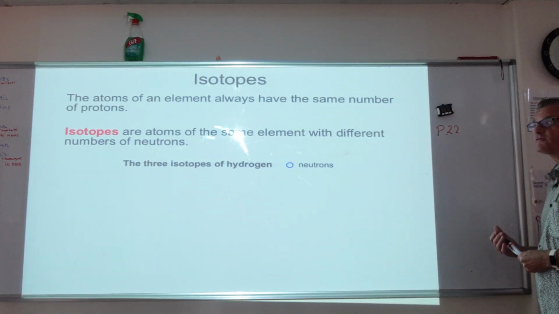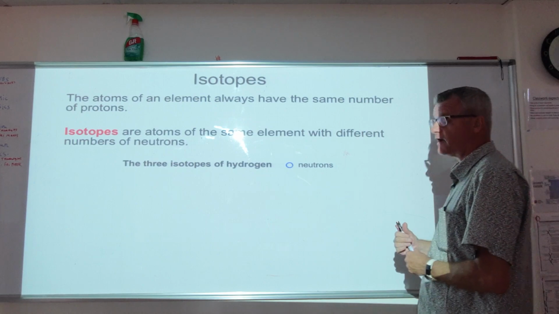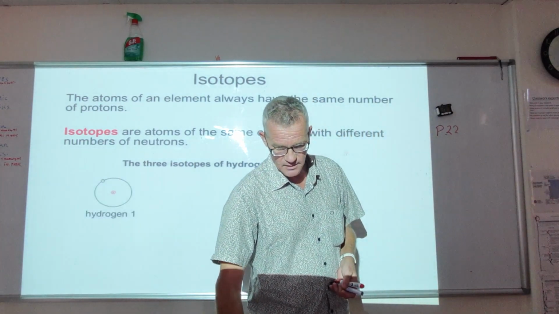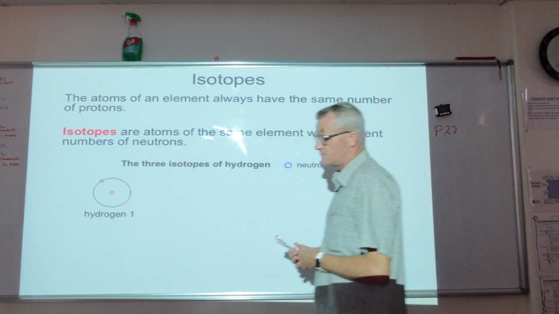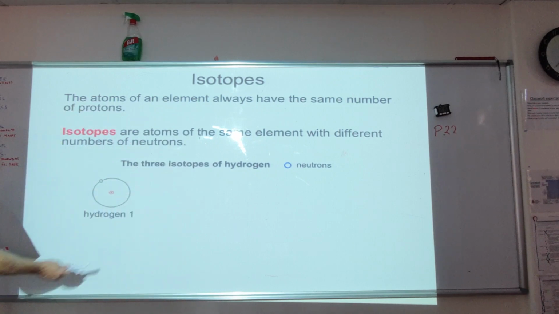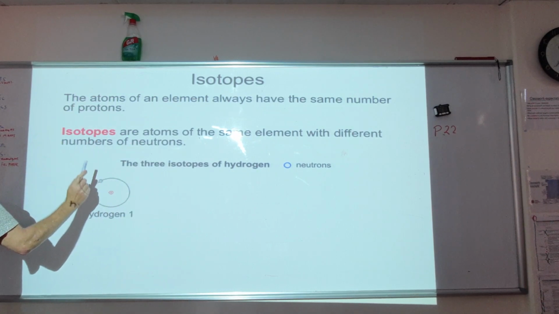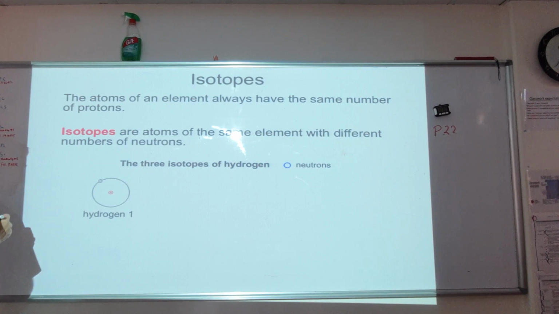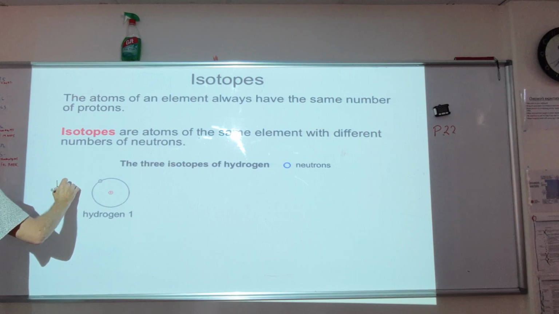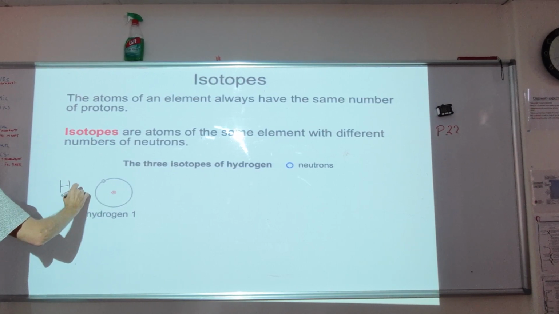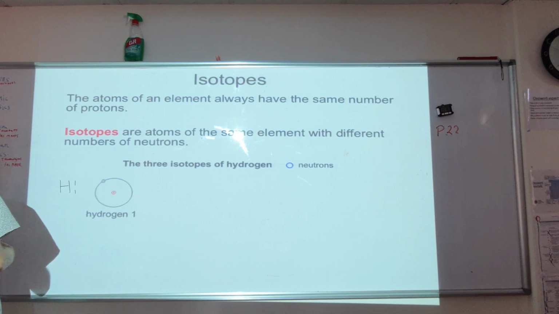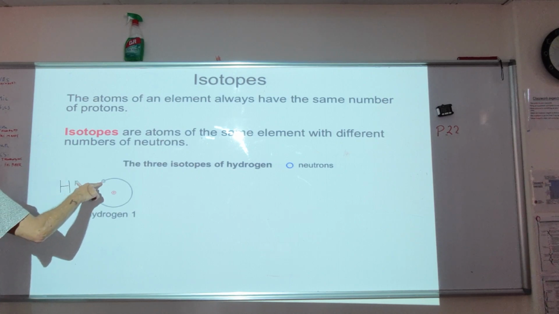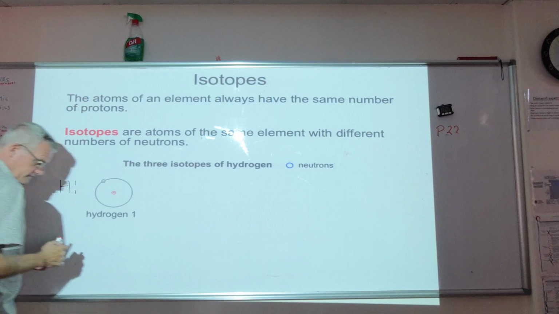For example, we have 3 isotopes of hydrogen. We have hydrogen 1. And hydrogen 1, interestingly, only has 1 proton, 1 electron. So if we would write down the notation for hydrogen, well, proton number 1, protons plus neutrons is 1. The overall charge is 0 because we have 1 positive and 1 negative.